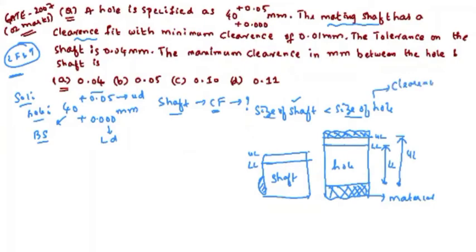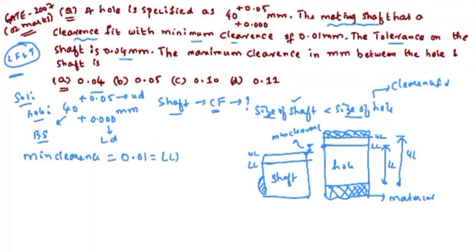So we are having the clearance fit. It's given in the question that the tolerance on the shaft is 0.04 mm. It is also given as minimum clearance. Minimum clearance is obtained between the lower limit of the hole and the upper limit of the shaft. It's given as 0.01. It is equal to lower limit of the hole minus upper limit of the shaft.